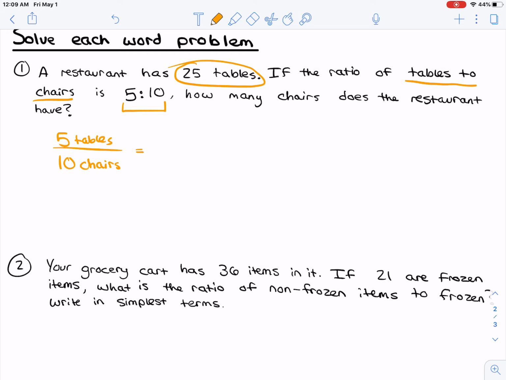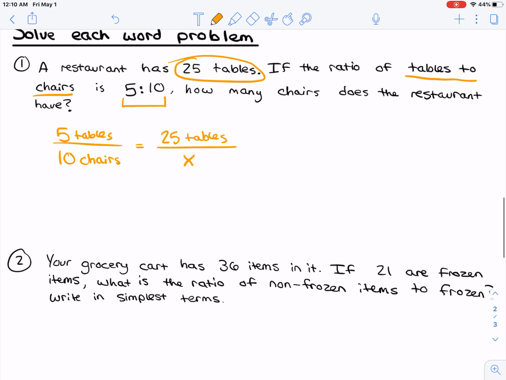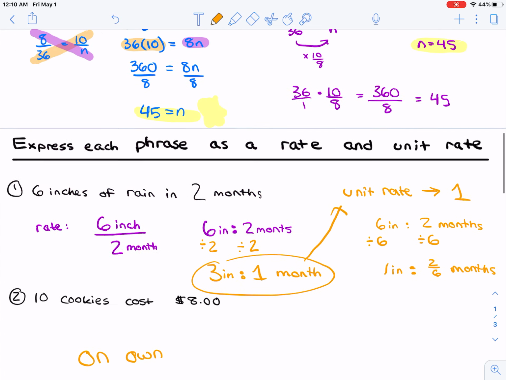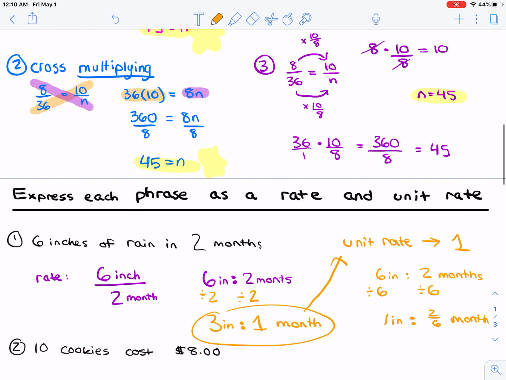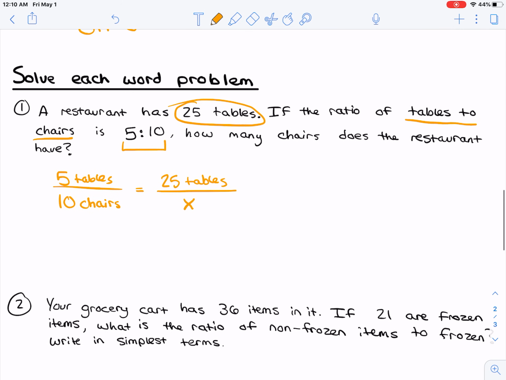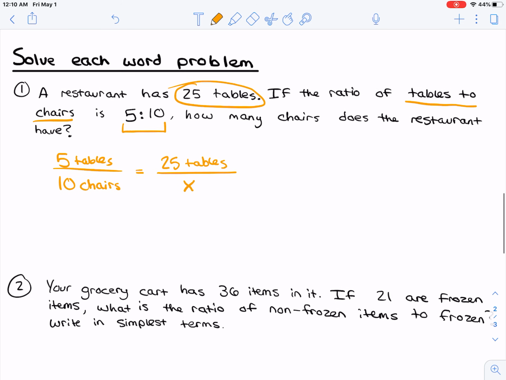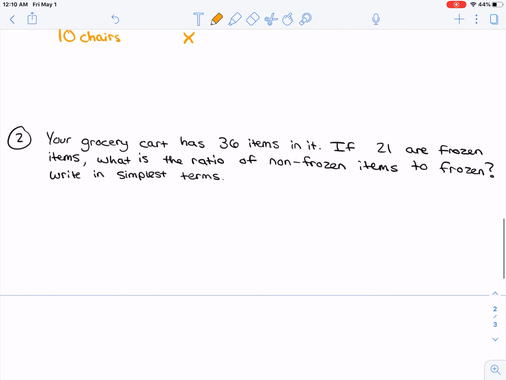So again, since I had tables on the top here, I'm going to do tables on the top on the right side as well. And we're looking for how many total chairs in the restaurant. So that's going to be our x. So again, I'm actually going to have you guys go ahead and solve for x here. I don't care which of the 3 methods you use that we learned up here, but I'll go ahead and check your answer, okay? And for our last problem here, we have our grocery cart has 36 items in it.